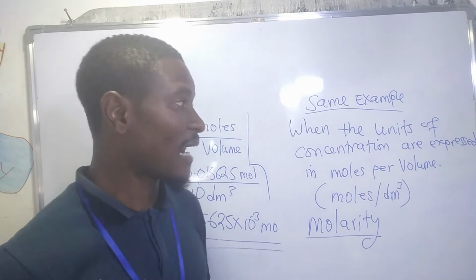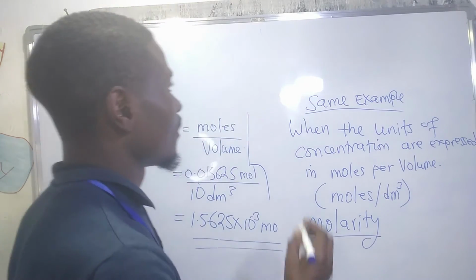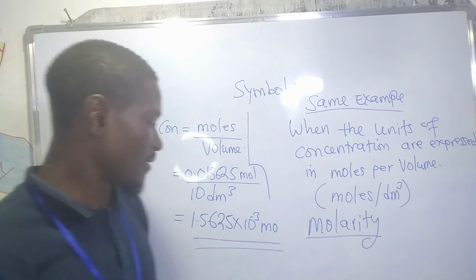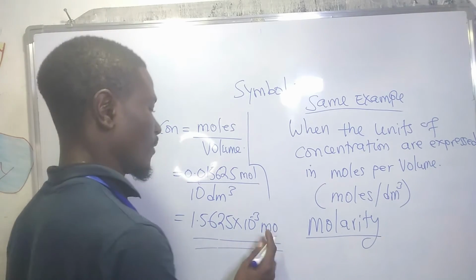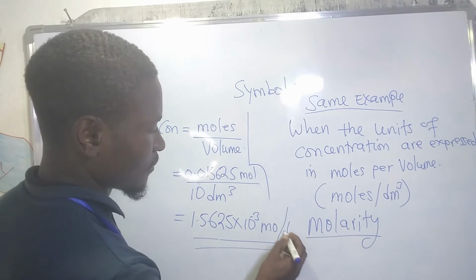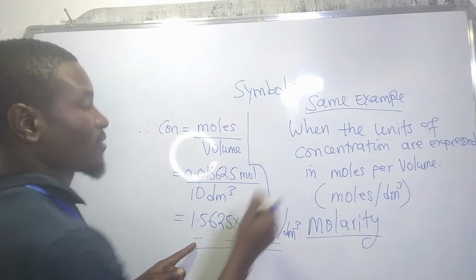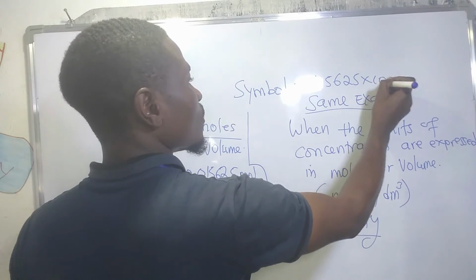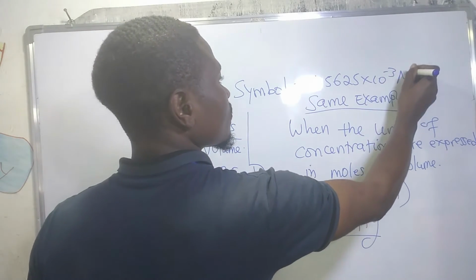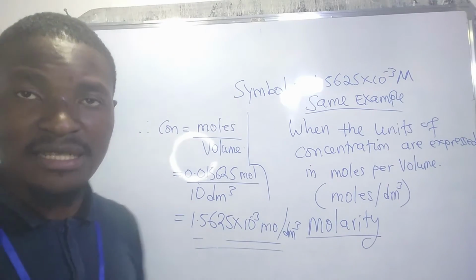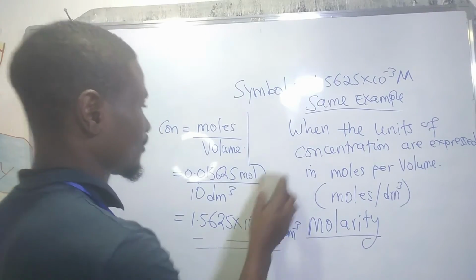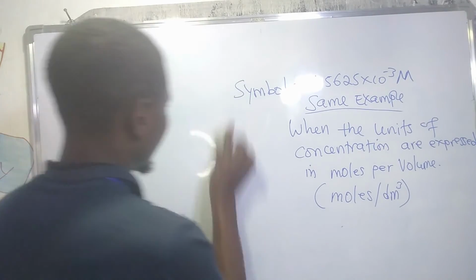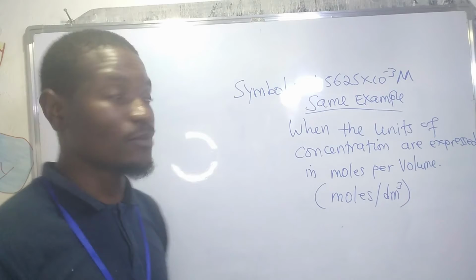Now, what is the symbol for molarity? The symbol for molarity, for example, this same number, 1.5625 times 10 to the power minus 3, you write in capital M. You write it in capital M.